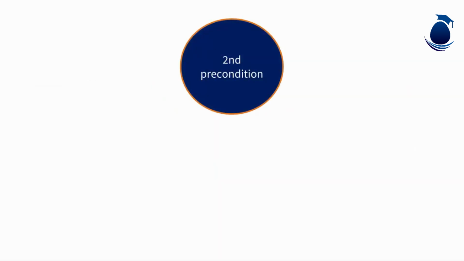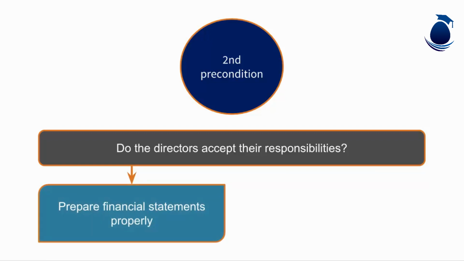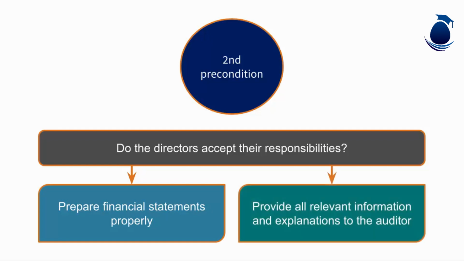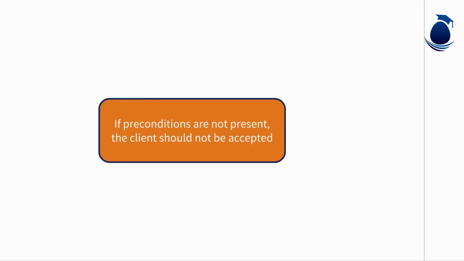The other precondition is whether the directors accept their responsibilities with regards to the financial statements. For example, they must accept that they prepared the financial statements and that they will be free from material misstatements. They will be providing all relevant information and explanations to the auditor. Therefore, if the financial reporting framework is unacceptable to the auditor, and the client has not accepted responsibilities with regard to the financial statements, then this client should not be accepted.